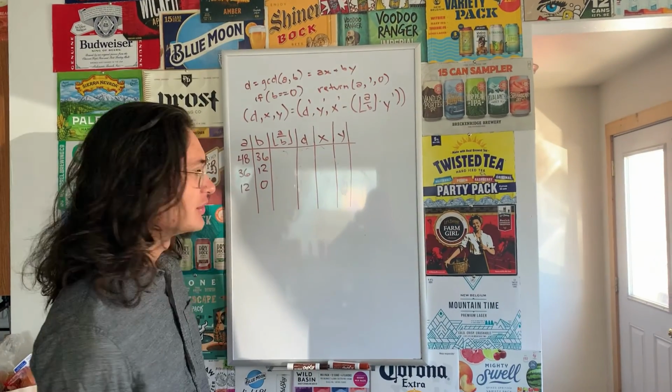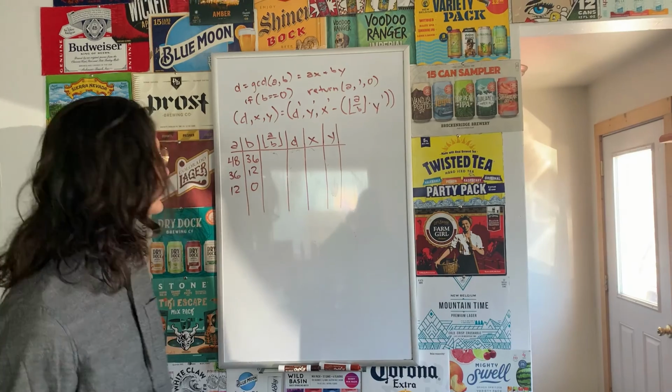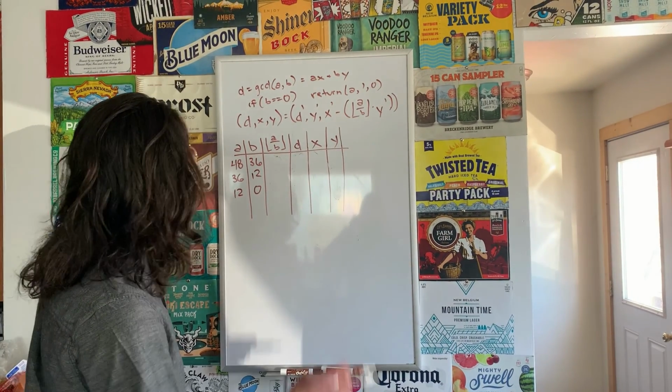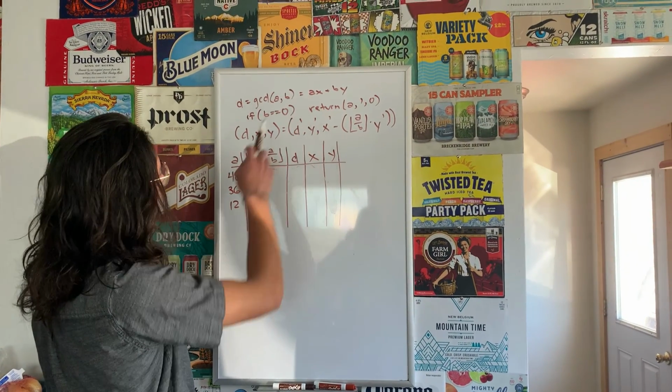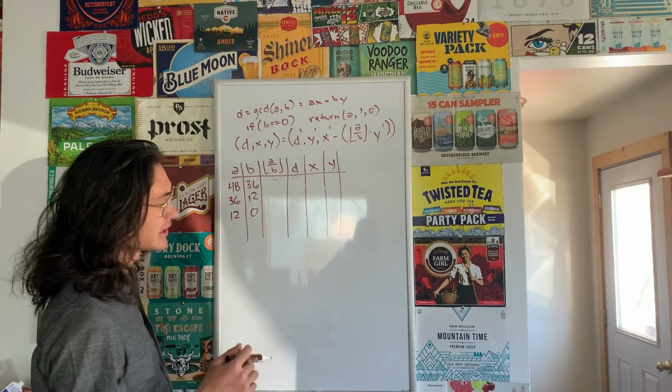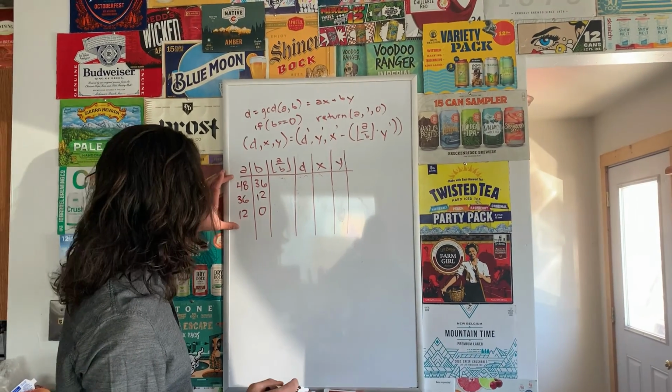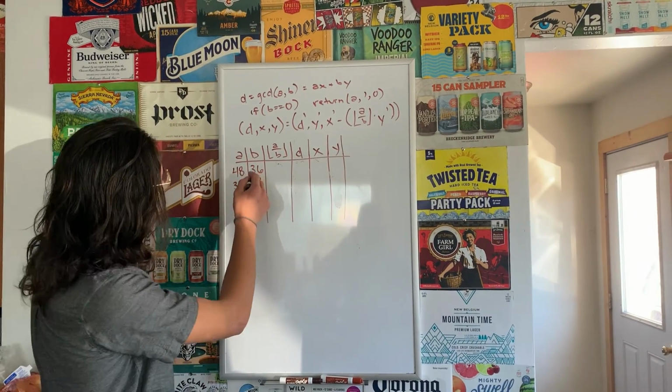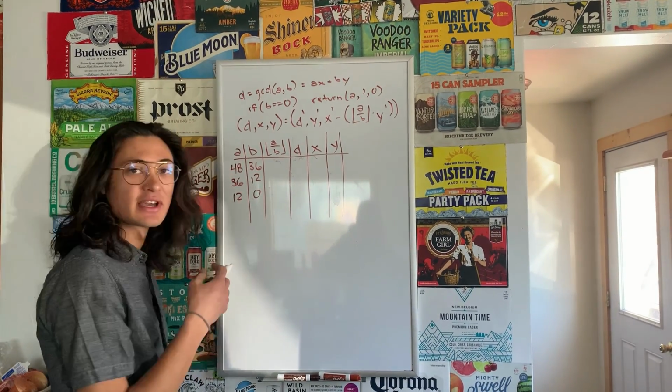What's up, guys? I'm going to be doing a walkthrough of the Euclid's extended algorithm. So we're going to try to find integer coefficients for our two inputs, and our A value is 48 and our B value is 36. And this is the same as the normal Euclid's algorithm. So our B value becomes 36, and I wrote this out just to save time.